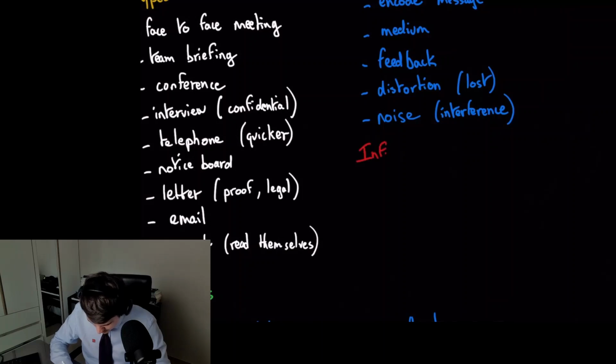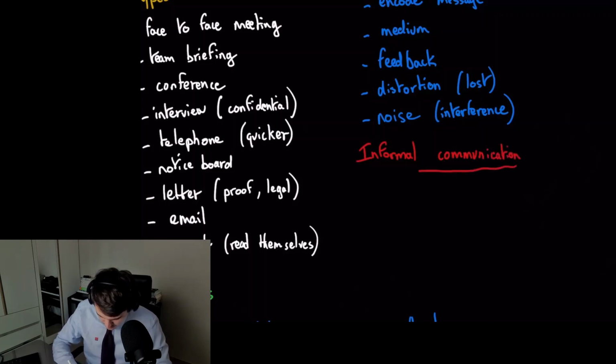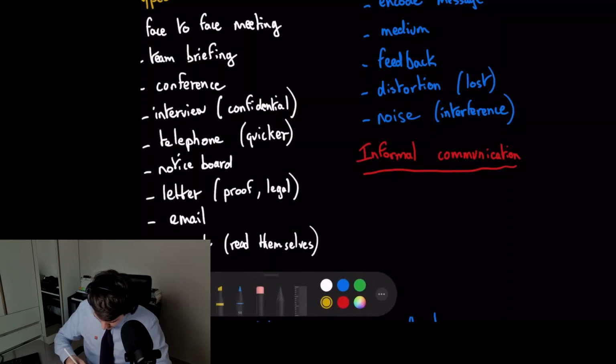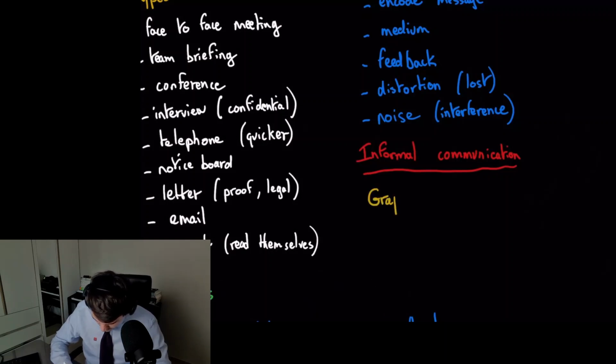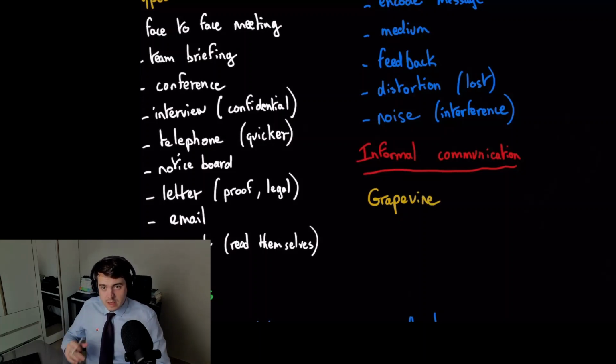Now, I've talked about informal organization a lot. Informal communication is called the grapevine. The grapevine. So if you see this word in the exam, grapevine, we're talking about informal communication.